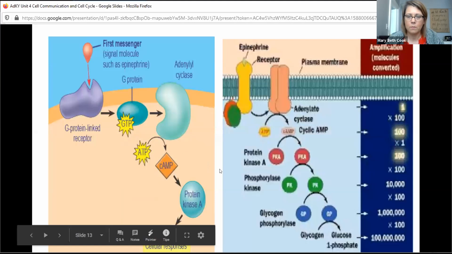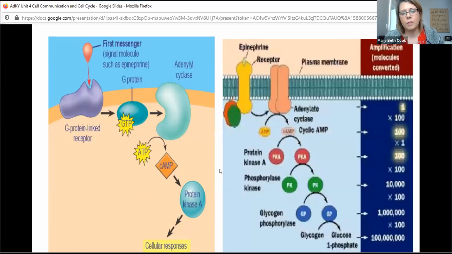All right, I did want to just give you a good example. Epinephrine, in the past, especially with multiple choice questions, there have always been a lot of questions on epinephrine. So it's a great signaling molecule to give you an example of this phosphorylation cascade. Epinephrine is also called adrenaline, and you may know it as a fight or flight hormone. So you're in a dangerous situation and you're either going to fight that situation or flee from that situation.